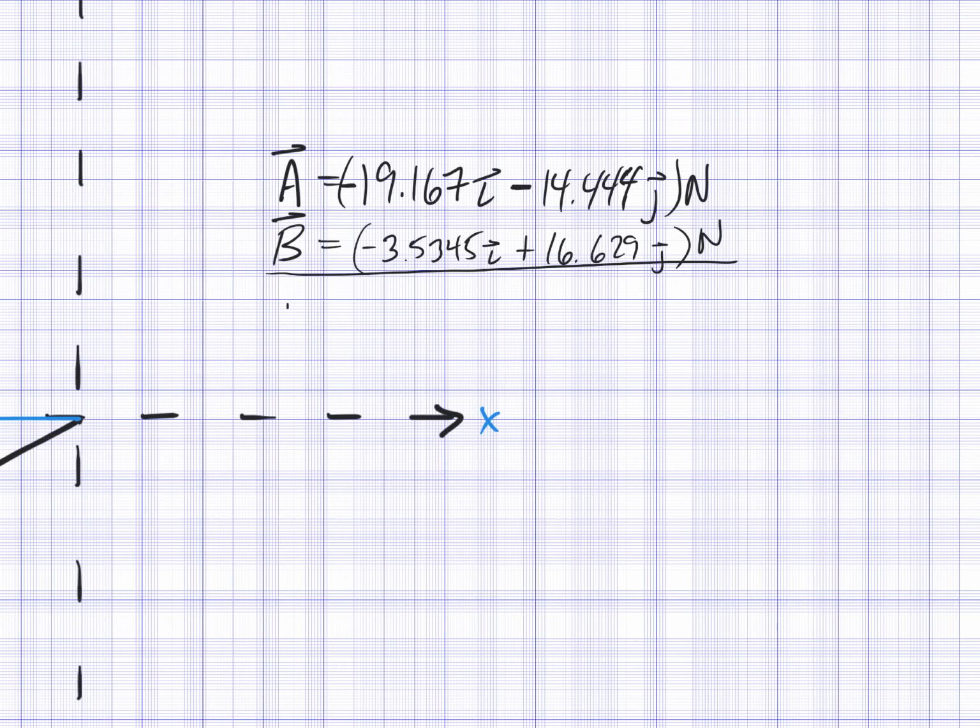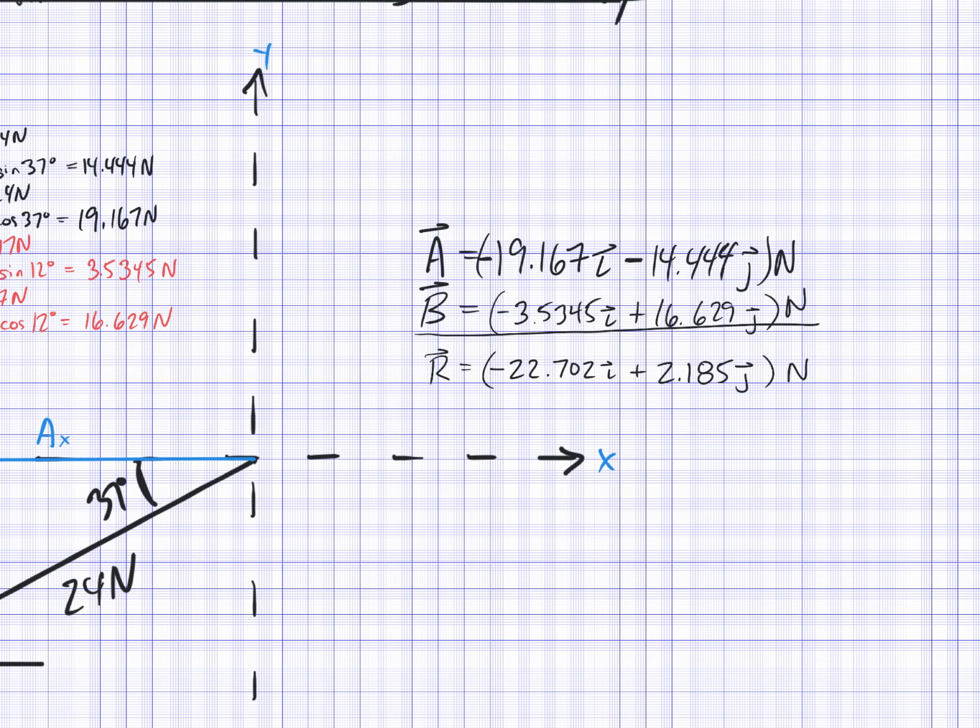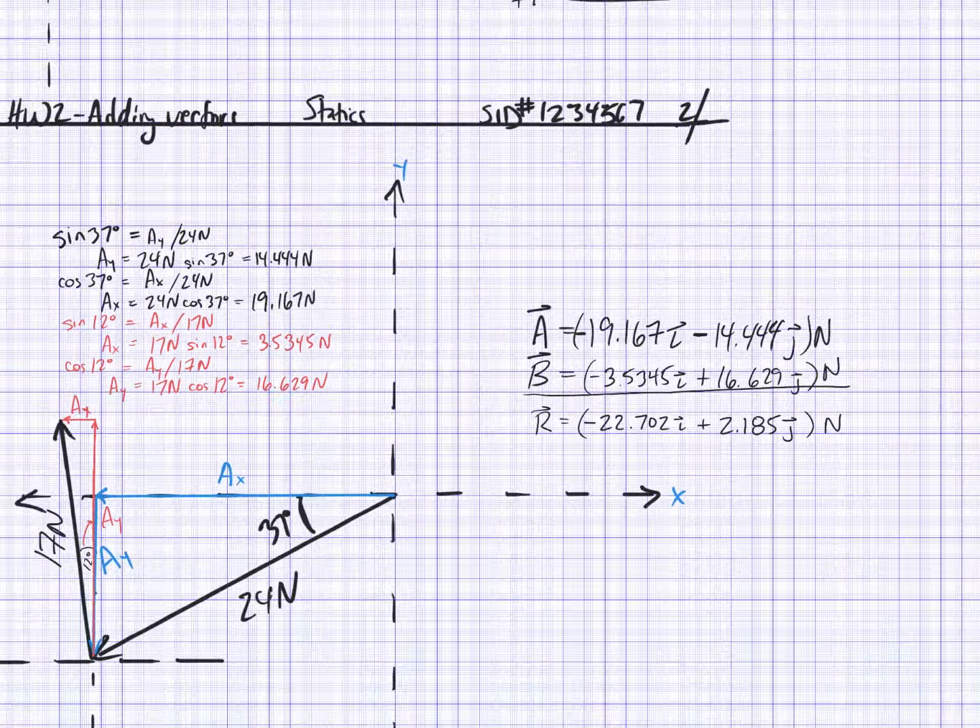And we're just going to add them up, and here's our resultant. The I's go to the I's, and I'm going to get negative 22.702 in the I. And this is going to be a positive 2.185 in the J, and that's going to have units of newtons. Now, that's part B. That's not the answer we want to report because it's got too many sig figs.